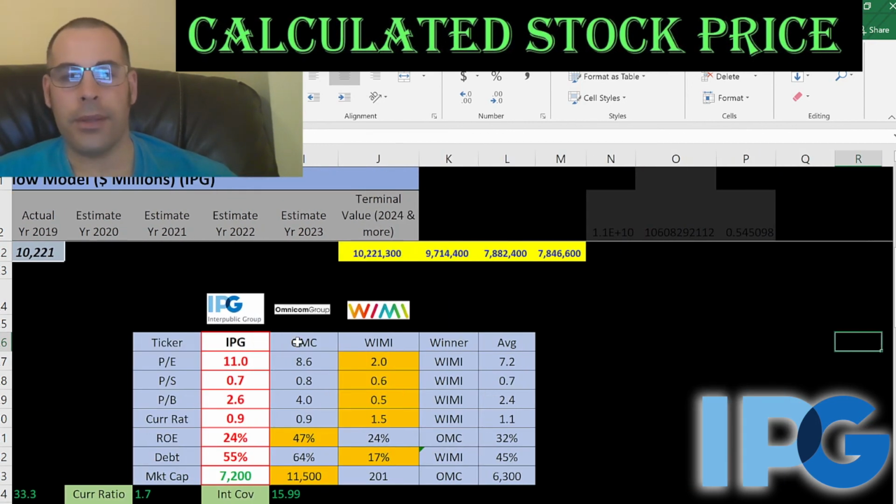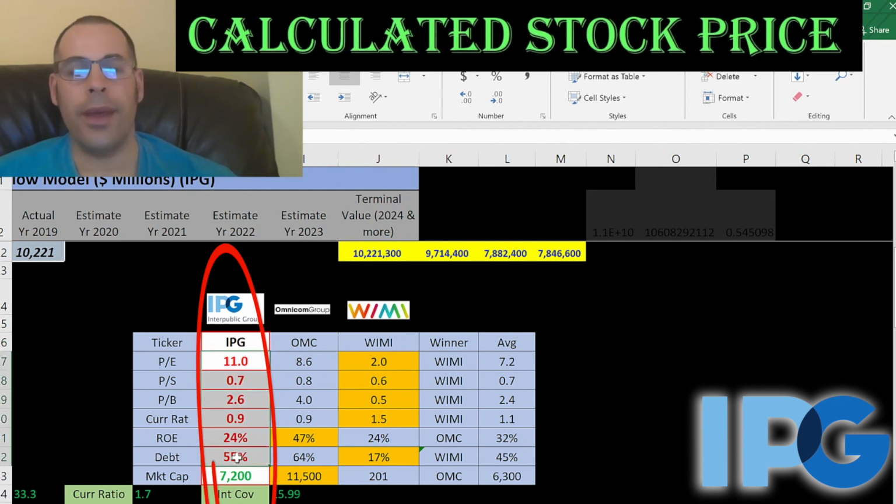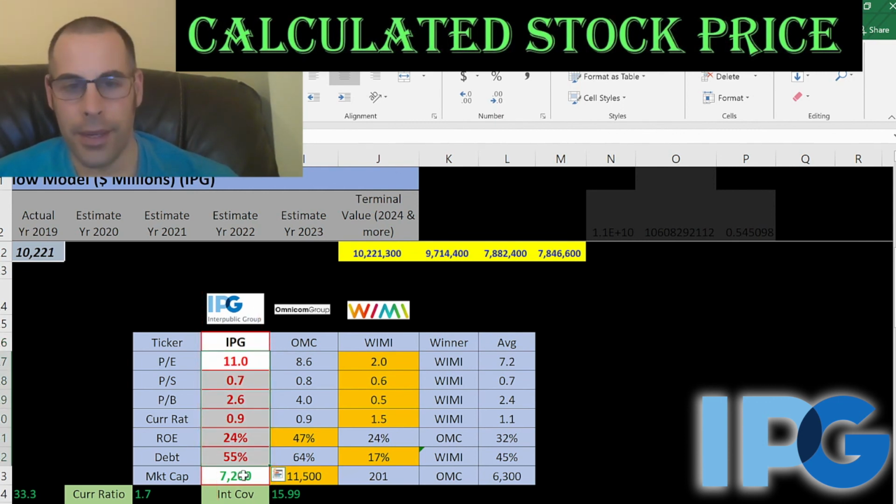I've done videos on Omnicom and WIMI. Interpublic is right here, and if their number's in red, they're worse than the average. If they're in green, they're better than the average. So they're worse than the average in everything except market cap. WIMI is doing really well in most categories, but WIMI is such a small company. It only has 201 million in market cap, so it can be a little risky.